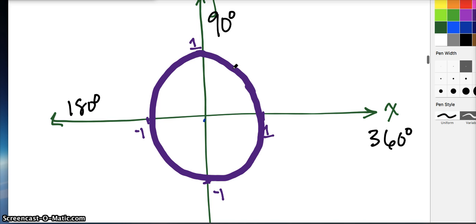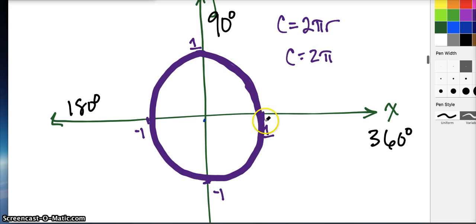What's the length of this arc from right here to here? Well, let's remember the circumference of a circle is equal to 2 times pi times r. In this case, r is 1. So basically the circumference of this whole thing is 2 pi. You guys rocking with me?